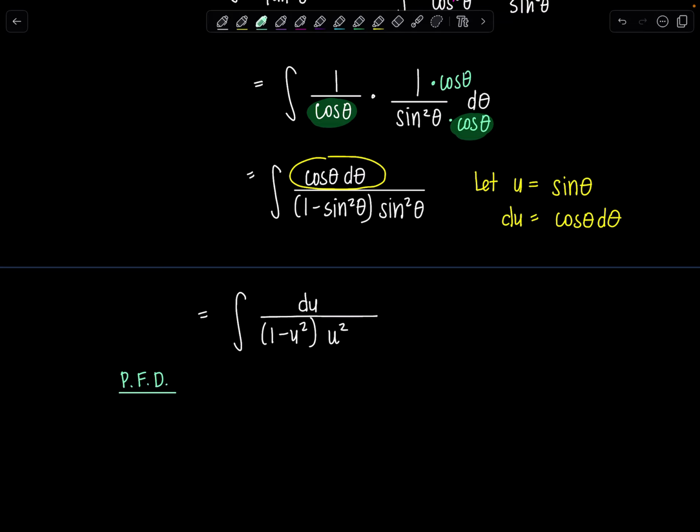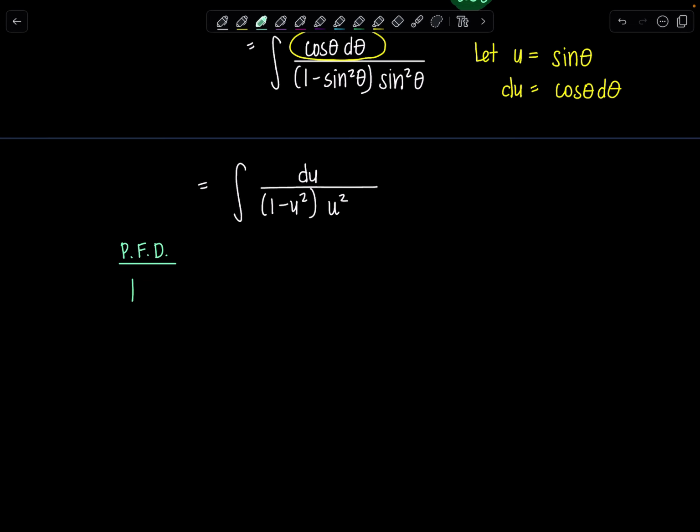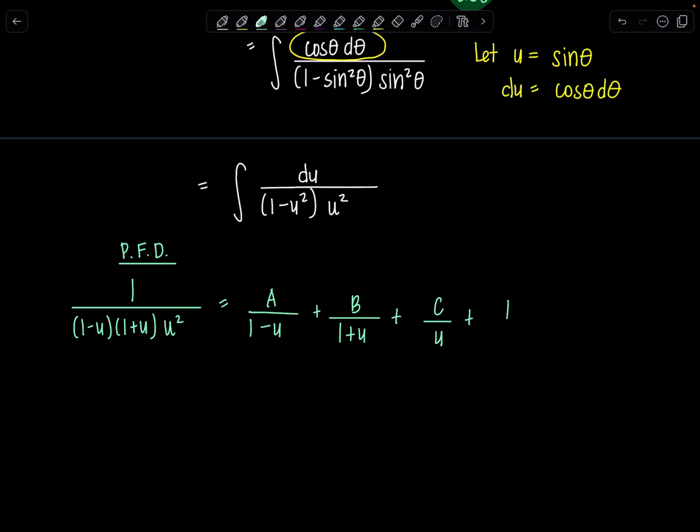And I think we've done this exact same function or super similar. 1 minus u squared factors into 1 minus u times 1 plus u. And then u squared, just leave it, but remember that's a repeated linear factor. So the decomposition will have the form A over 1 minus u plus B over 1 plus u plus C over u plus D over u squared. And then we're going to multiply everything through by the LCD. So 1 minus u, 1 plus u, and u squared.